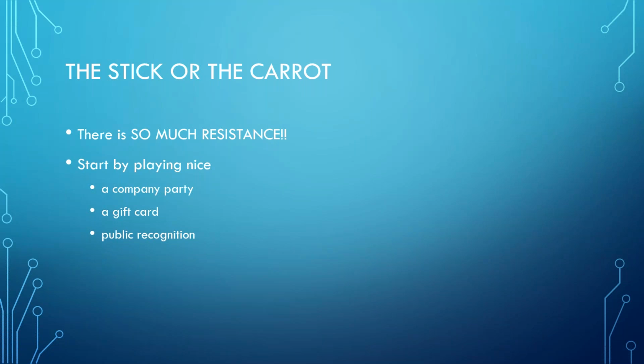So that brings up the question, what do you do? Are we going to use the stick or the carrot? And my recommendation always is start by playing nice. You could offer a company party. Once everybody's trained, we're going to, whatever, take them to a ball game. I don't know, have an after hours pizza party or whatever the case is, something to try to get some amount of buy-in that way.